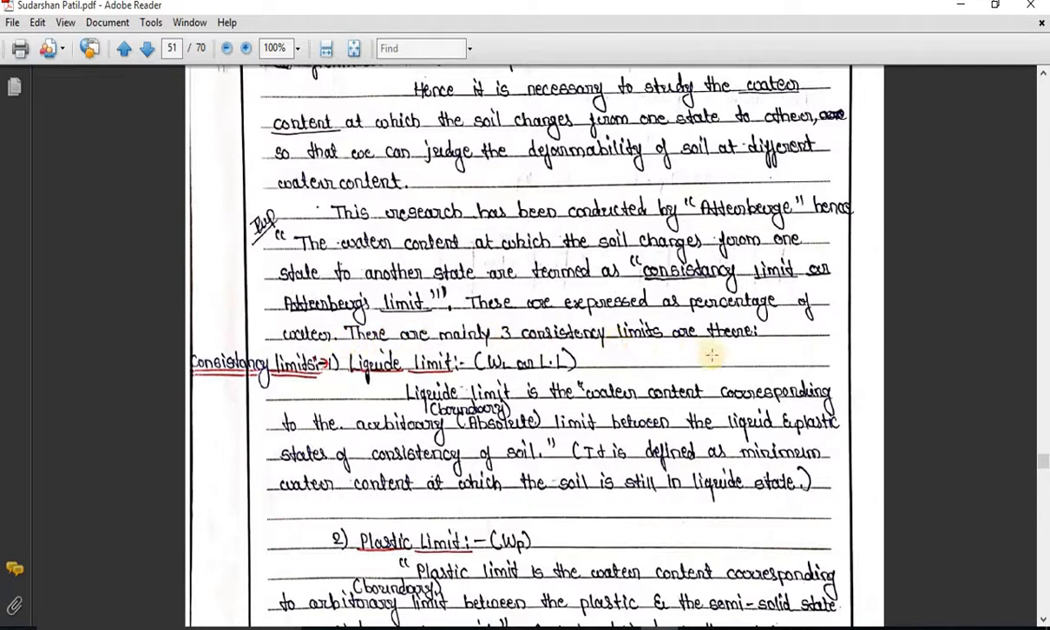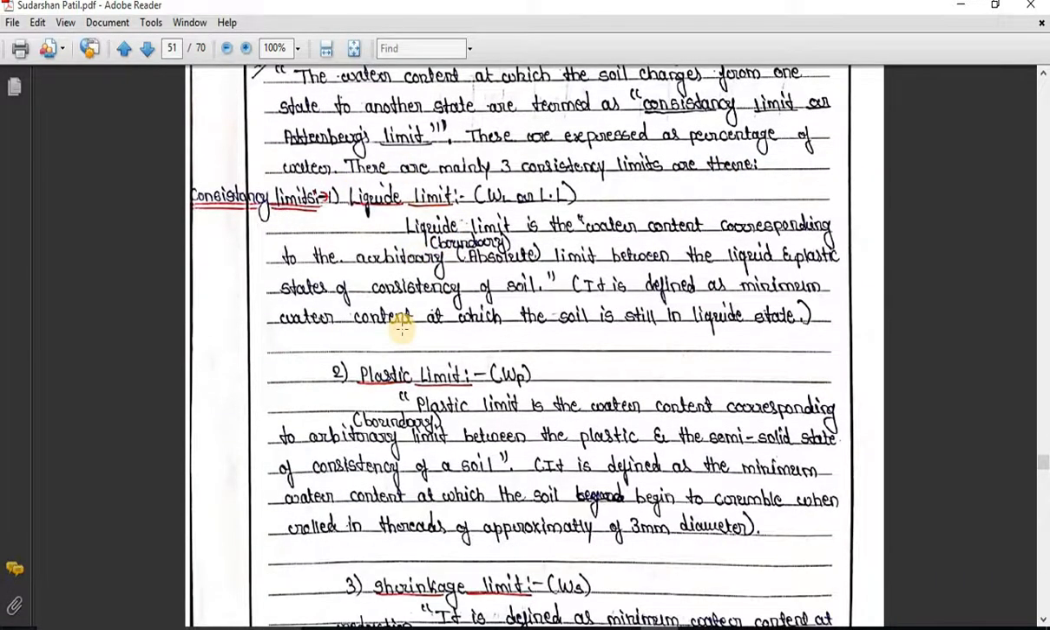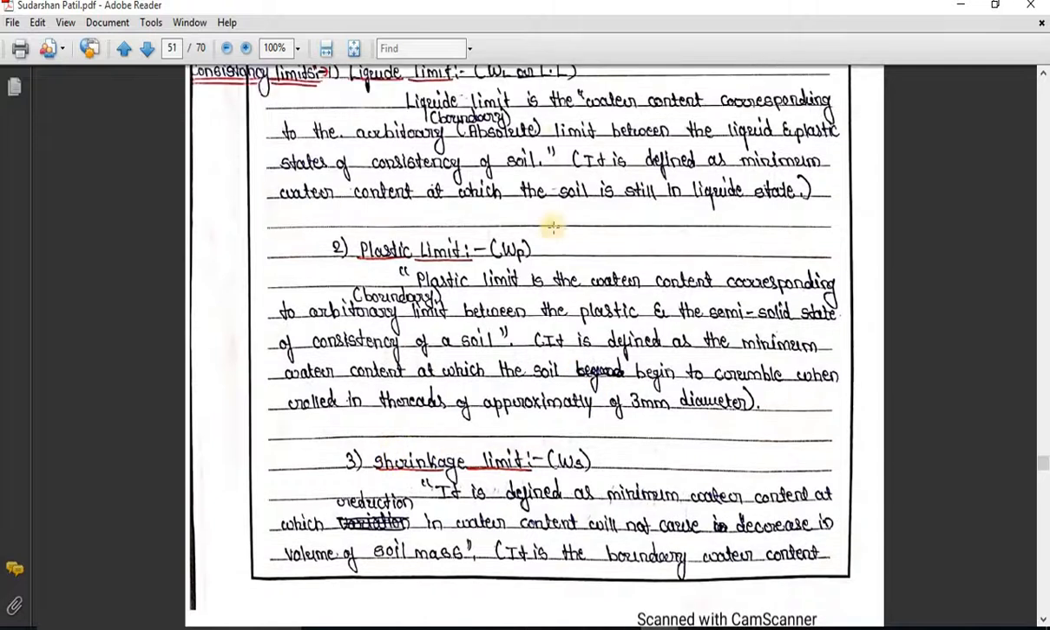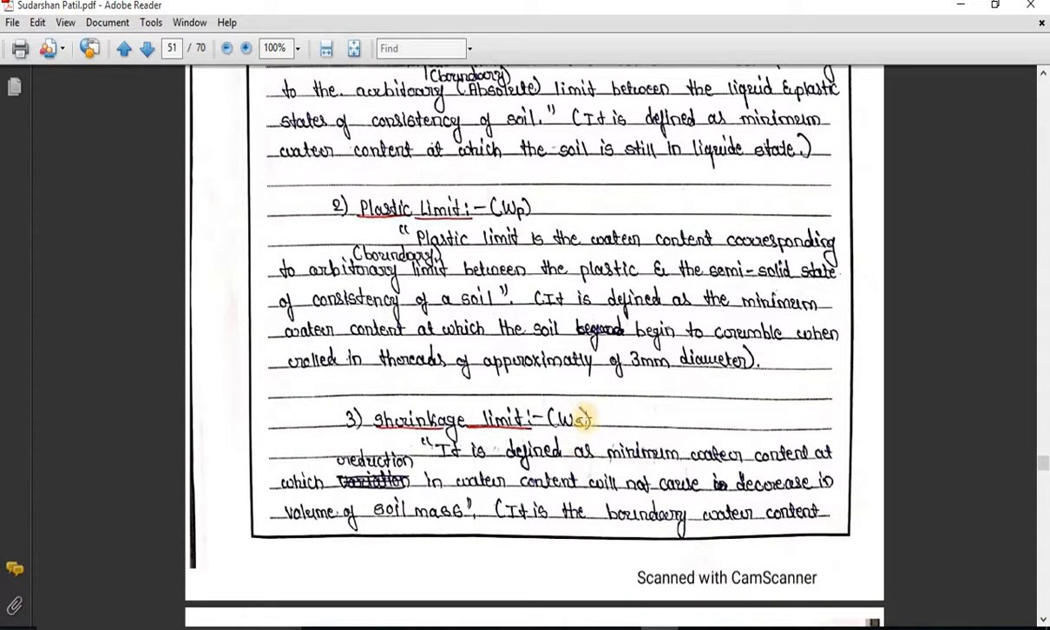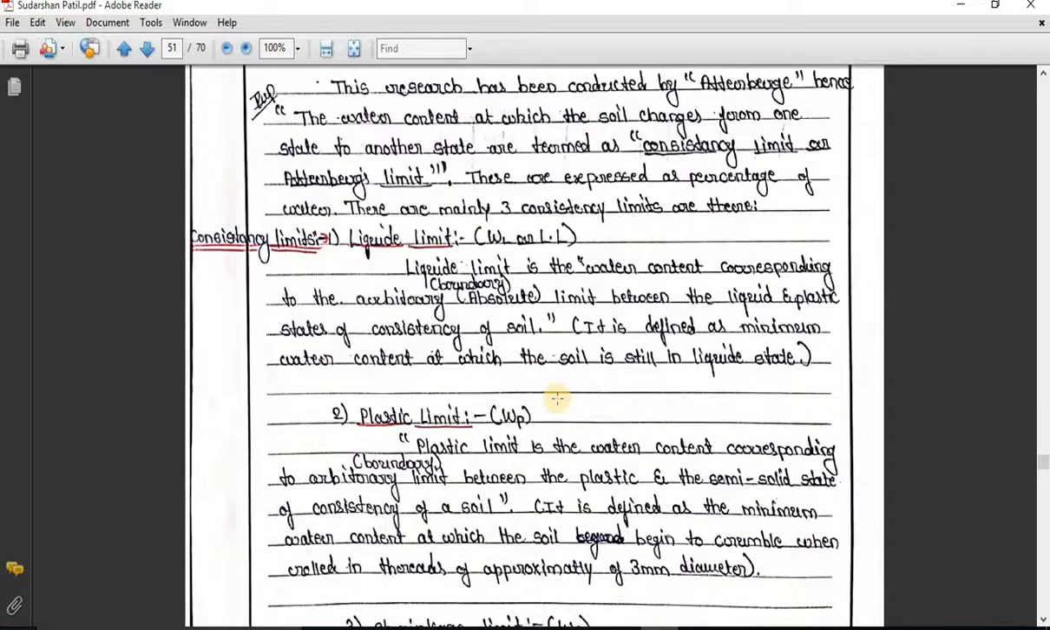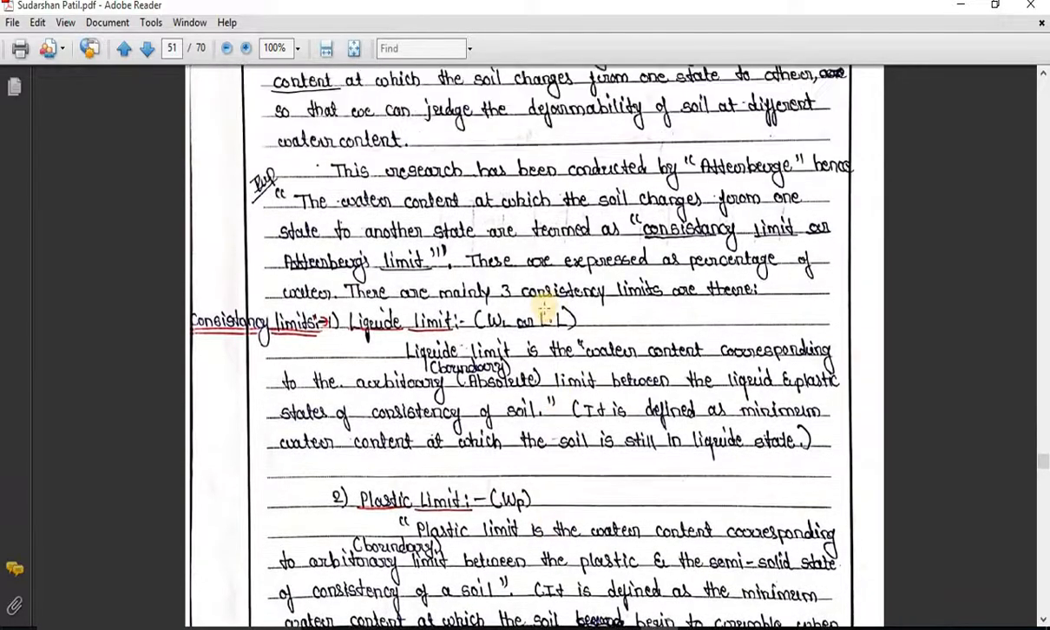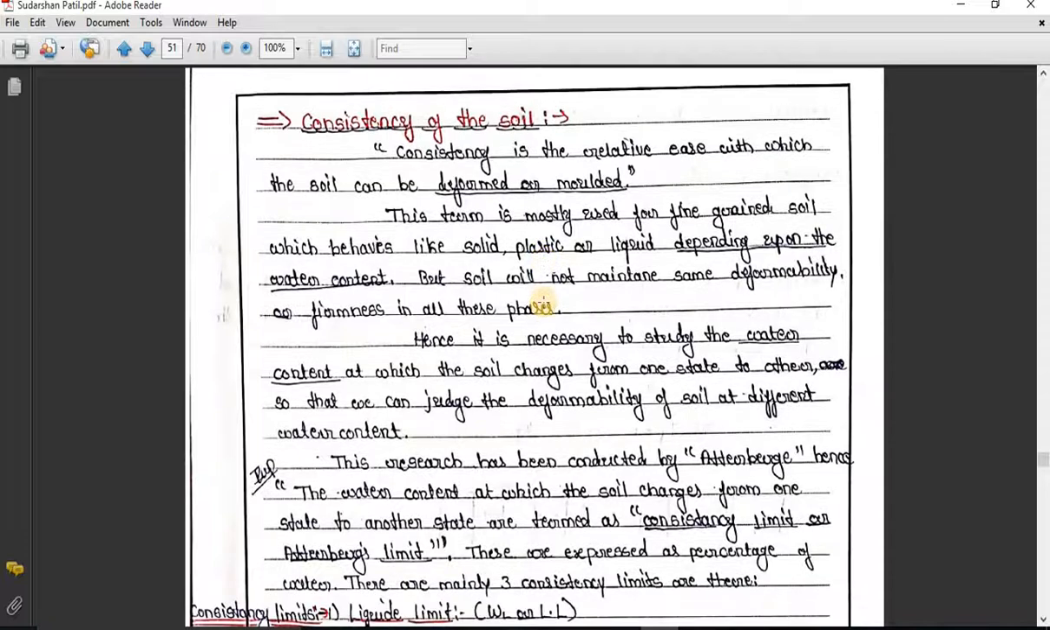There are three consistency limits he has found. So Atterberg has found three consistency limits. What are those three consistency limits? They are liquid limit, plastic limit and shrinkage limit: WL, WP and WS. These are the three consistency limits found by Atterberg. Based on these three consistency limits, we can decide the state of the soil, and based on the state of the soil, we can decide the behavior of the soil.